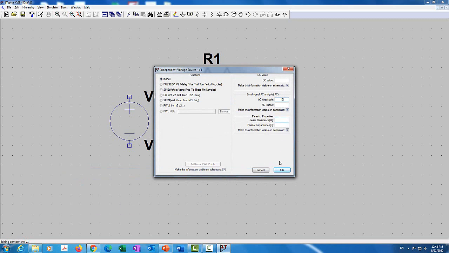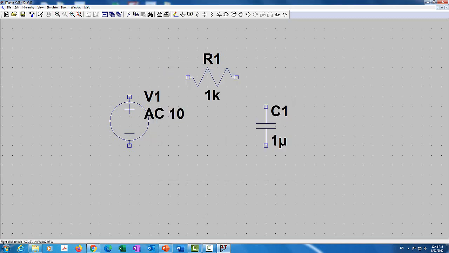The phase is gonna be 0, so I will keep it as is. There are no resistances, no DC value, it's only frequency response I'm looking at. Those other fields are for the transient, the time analysis. I'm not gonna use any of those either. So that's it. Then I'm gonna say okay.